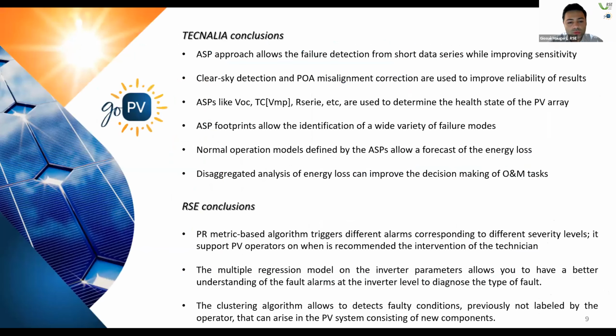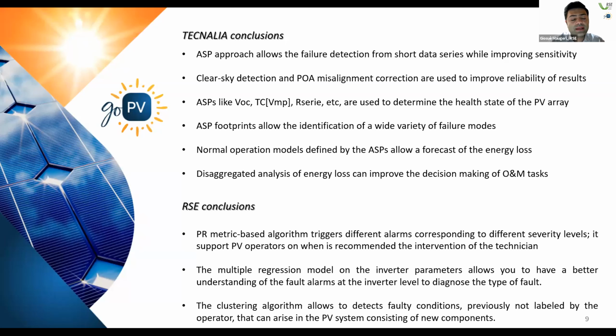So in conclusion, we have seen in this presentation, for both TECNALIA and RSE, the different fault detection and diagnosis approaches that have been proposed. The array state parameter approach allows failure detection from short data series while improving sensitivity. Correction of plane of array misalignment is used to improve the reliability of results.